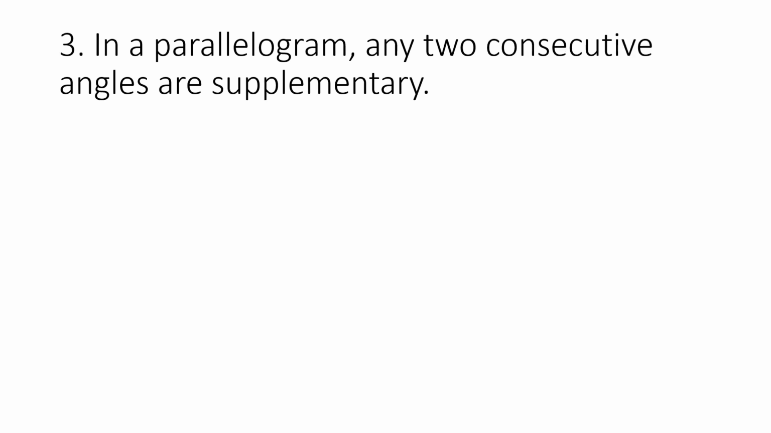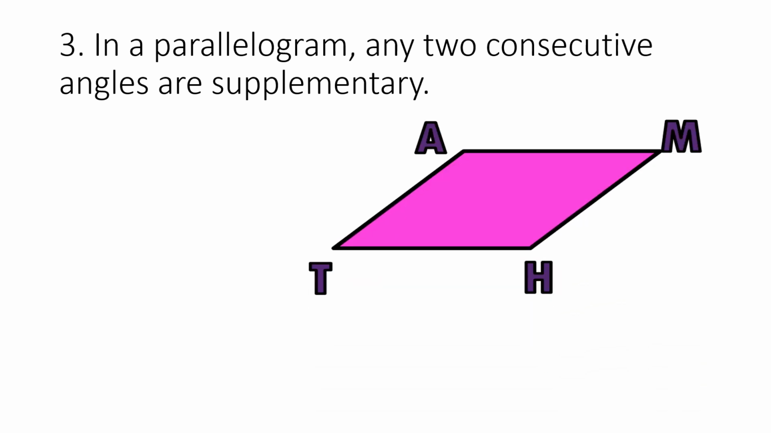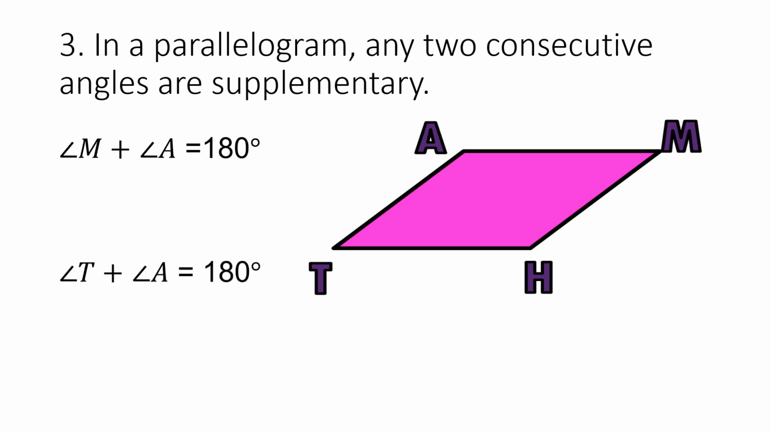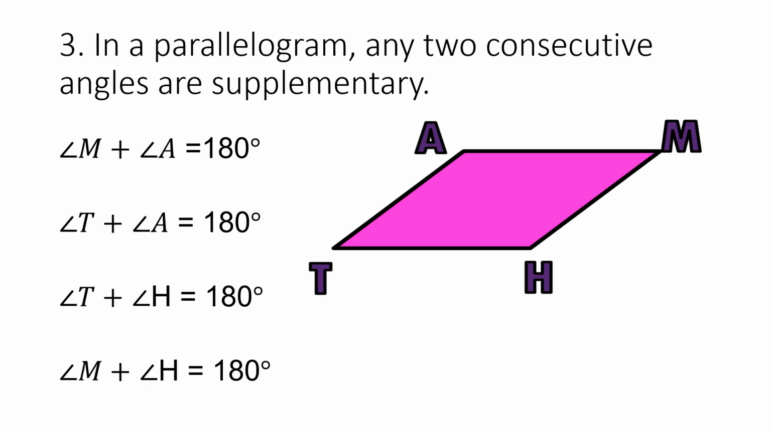Number 3. In a parallelogram, any 2 consecutive angles are supplementary. MATH is a parallelogram. Angle M plus angle A is equal to 180 degrees. Angle T plus angle A is equal to 180 degrees. Angle T plus angle H is equal to 180 degrees. Angle M plus angle H is equal to 180 degrees.